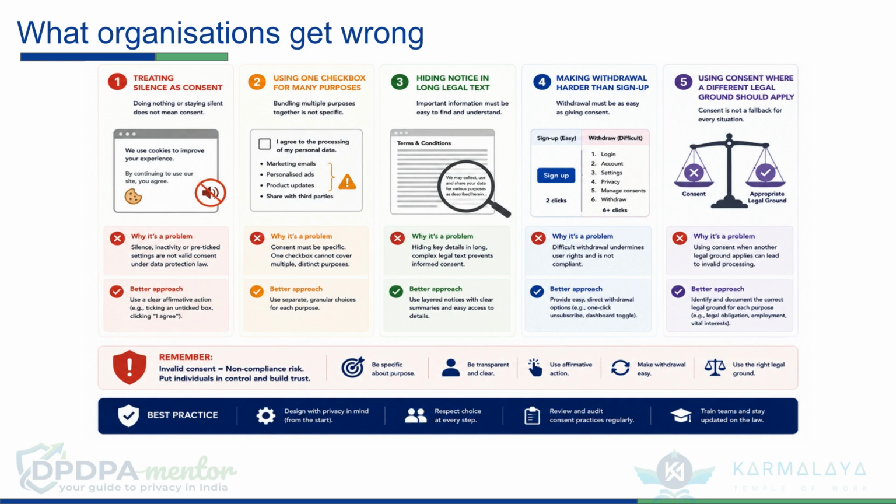Common mistakes include treating silence as consent, bundling purposes, or making withdrawal difficult. To remain compliant, follow these best practices. Design with privacy in mind, respect choices, and review your practices regularly. These mistakes usually come from copying old web forms or using generic privacy language. The DPDP approach demands cleaner purpose design, better interfaces, and stronger back-end governance.